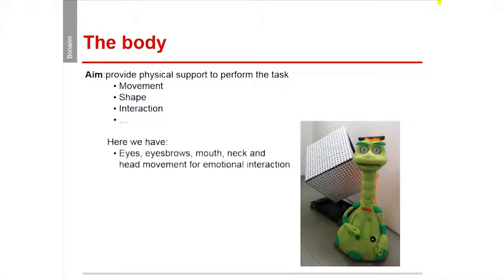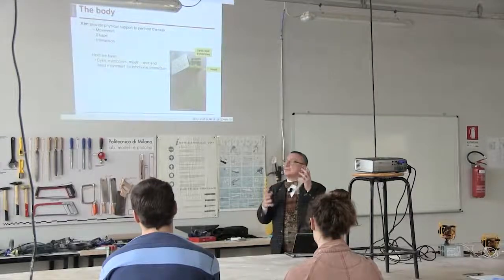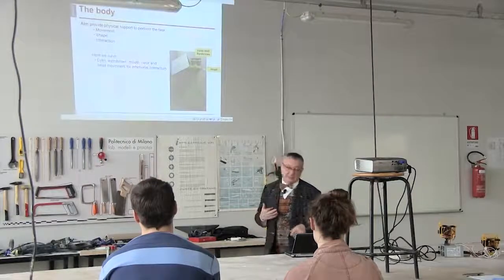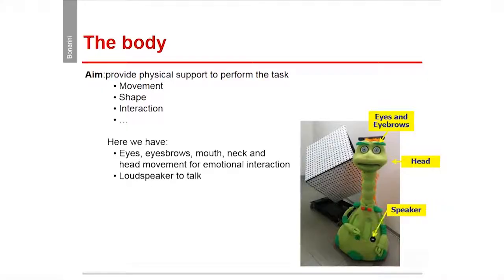In this strange robot, we have many elements that are used to produce a kind of emotional interaction. We can move eyes, move eyebrows, move head, move also the neck, and have a lot of movements that are aimed at having an emotional interaction. We have a loudspeaker, so we can talk.